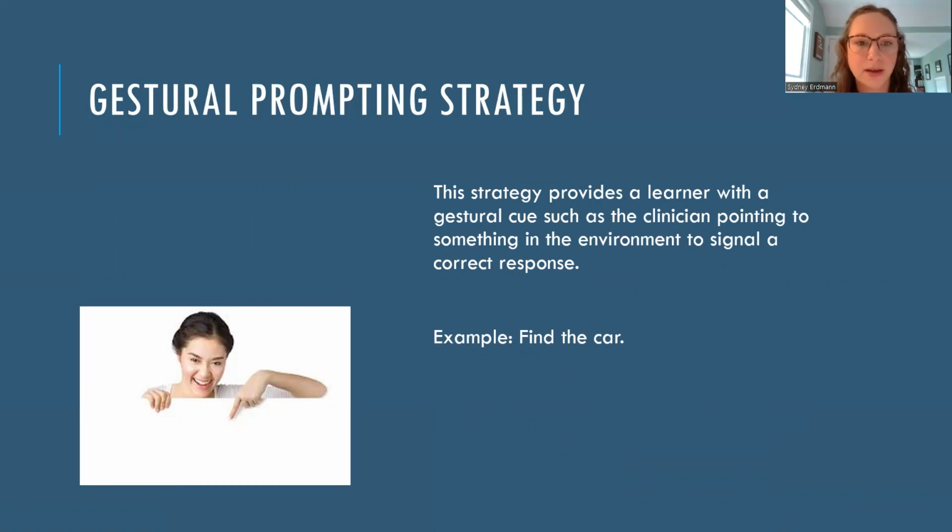When the clinician provides the learner with the instruction to find the car, with items out in a field of 3, the clinician will then provide the learner with a gestural point, such as pointing to the car while stating the instruction. Once the clinician points to the car, the client should then give the car or also point to the car.